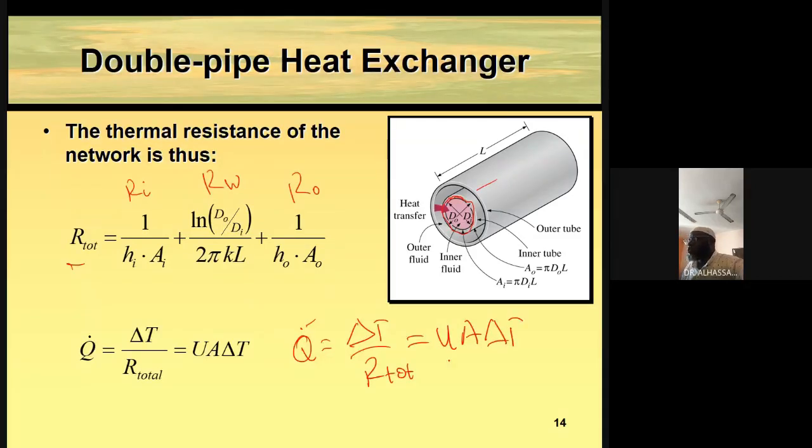T. What is this U? U is what we call the overall heat transfer coefficient. So anytime you want to find Q, if you know delta T divided by R total, you can get the value for Q, or you can use this equation to determine the value for Q, if you know the overall heat transfer coefficient. Bear in mind, A is the area of the cylinder.